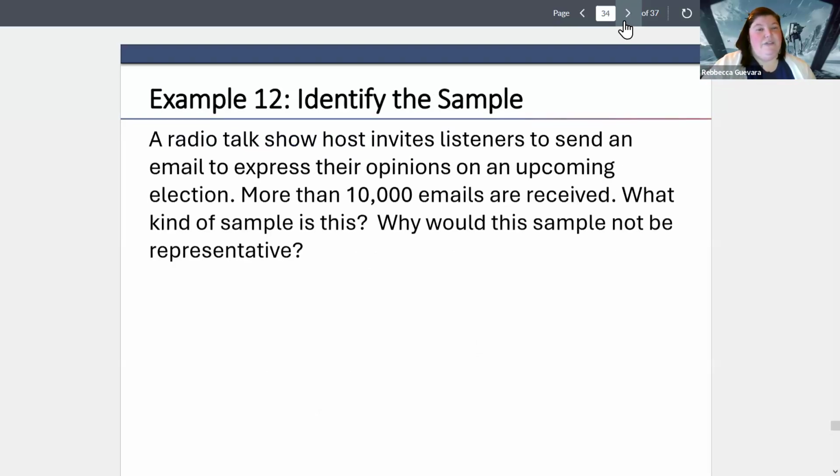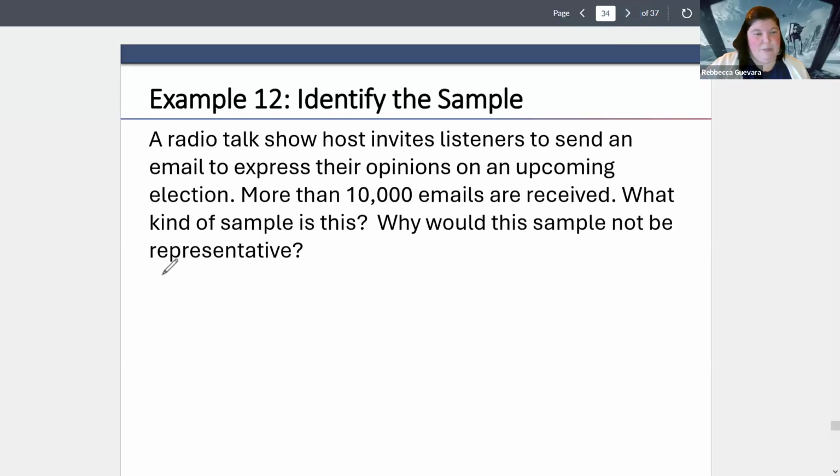All right, so we want to identify our sample. A radio show host invites listeners to send an email to express their opinion on an upcoming election. More than 10,000 emails were received. What kind of sample is this? Why would this sample not be representative?